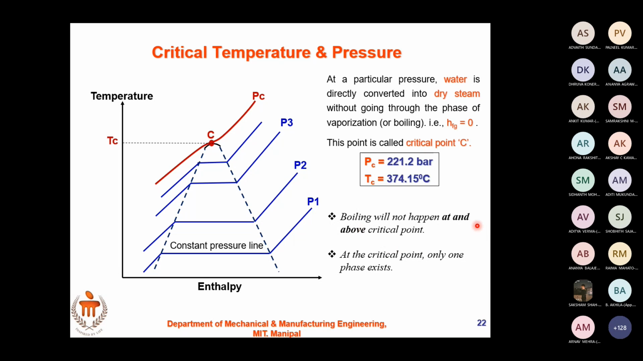Boiling will not happen at and above critical point. So at the critical point, only one phase exists. Ma'am, is the temperature in Celsius or Kelvin? Because 374 is very high. Degree Celsius, it has to be. If you take 1 bar atmospheric pressure, water boils at 100 degrees. Saturation temperature here is 100 degrees Celsius. Okay, ma'am.